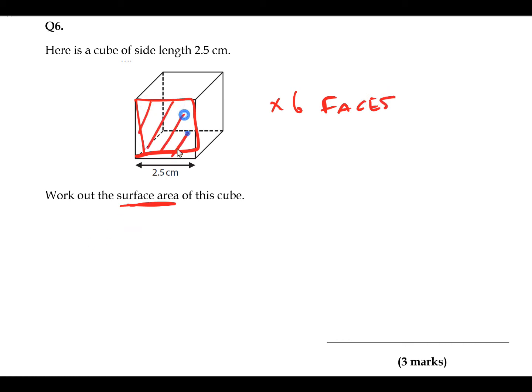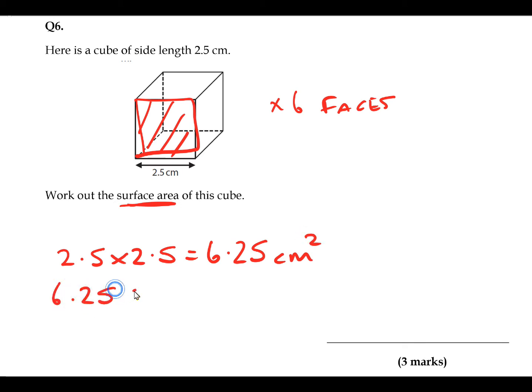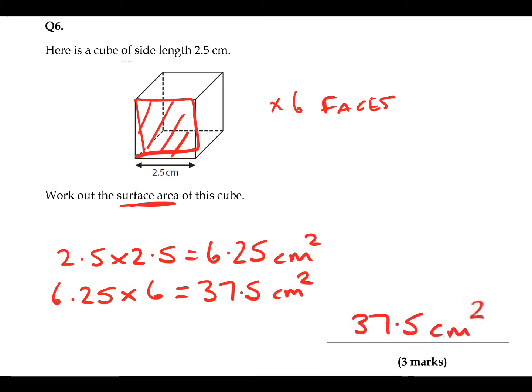So the area of the face that's facing us is 2.5 centimeters times 2.5 centimeters, which is 6.25 centimetres squared. And there are 6 faces, each with this area, because it's a cube, they're all the same. So 6.25 times 6 equals 37.5, and the units are centimetres squared because it's the surface area of this cube. So 37.5 centimetres squared. And that's worth 3 marks.